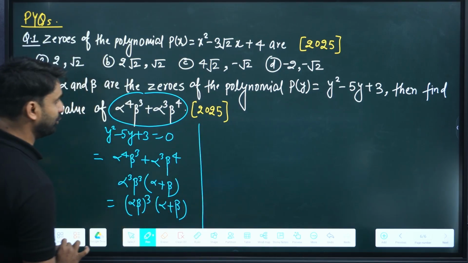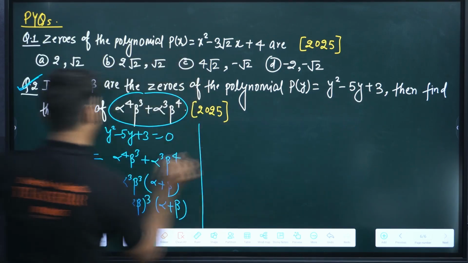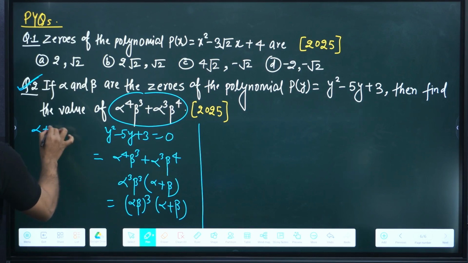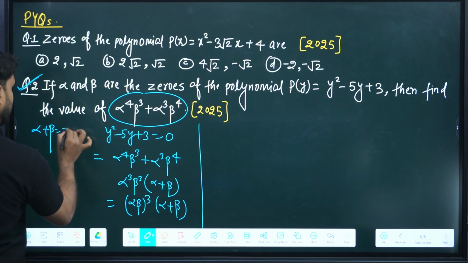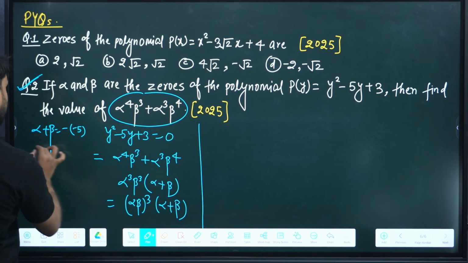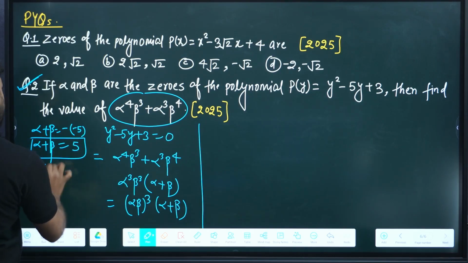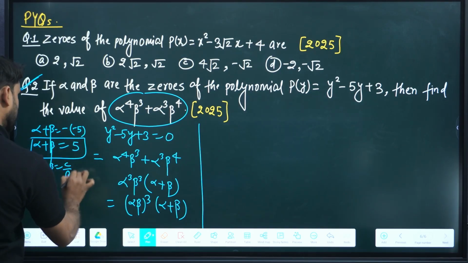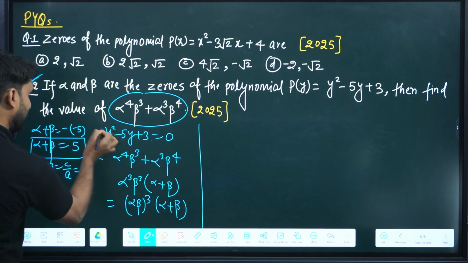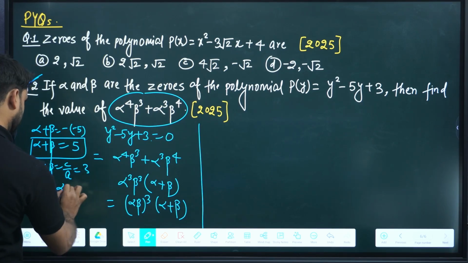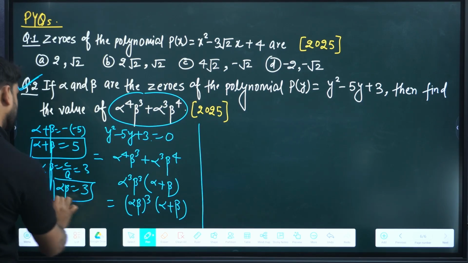Now this is alpha into beta, and from this equation, if we find alpha plus beta, alpha plus beta is minus b by a, so minus minus 5 by 1, so alpha plus beta will be positive 5. And alpha beta is what? C by a, so c is 3 and a is 1, so alpha beta will be 3. Now you have both the values, put the values here.